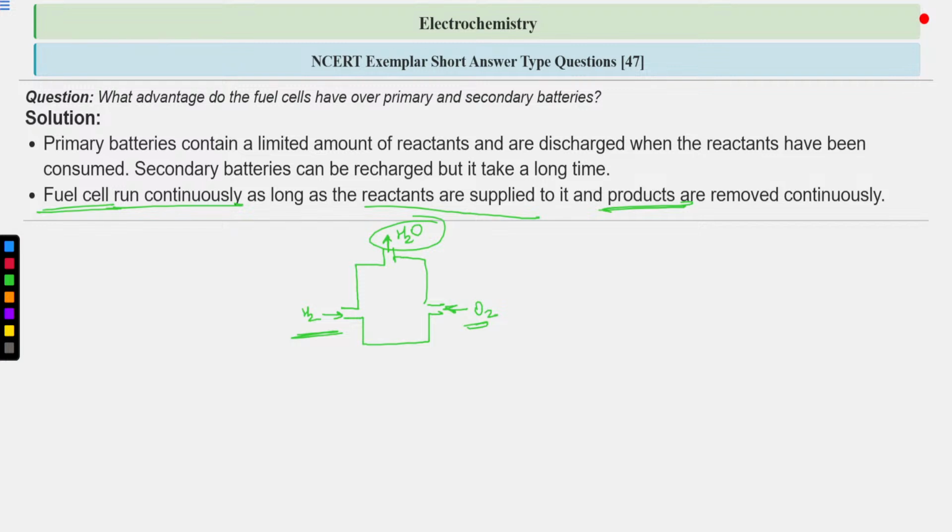So these are the advantages of using fuel cells. You can add some more points according to yourself, whatever you remember at that time while writing the answer. Basically, the comparison between the primary and secondary batteries and the fuel cells shows that there is an advantage of using fuel cells.